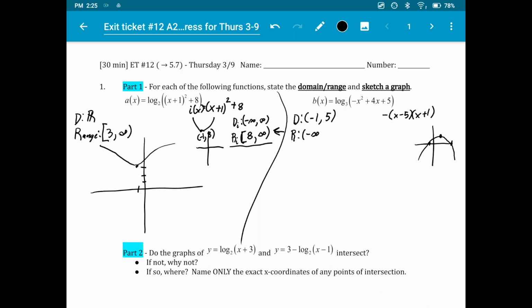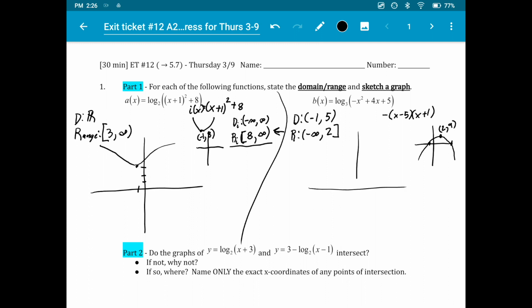And so this inside function gets to, well, I want the midpoint between -1 and 5, so that's at 2. If I plug 2 in, I get -4 plus 8 is 4 plus 5 is 9. So this point is (2, 9). And so the highest value that the log base 3 could have on the inside is a 9, and log base 3 of 9 is 2. So it goes as high as 2.